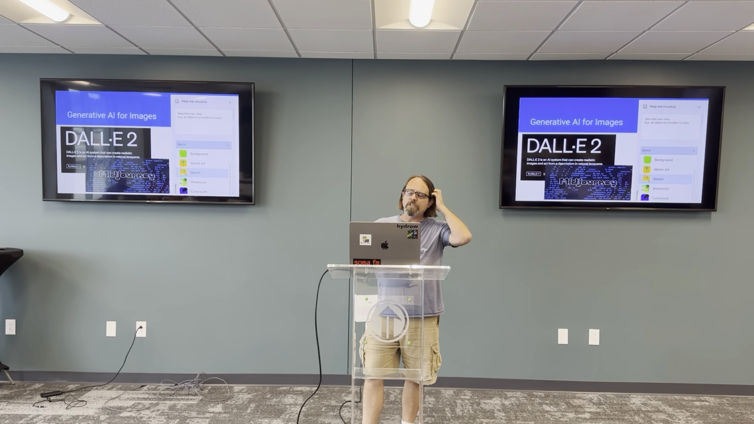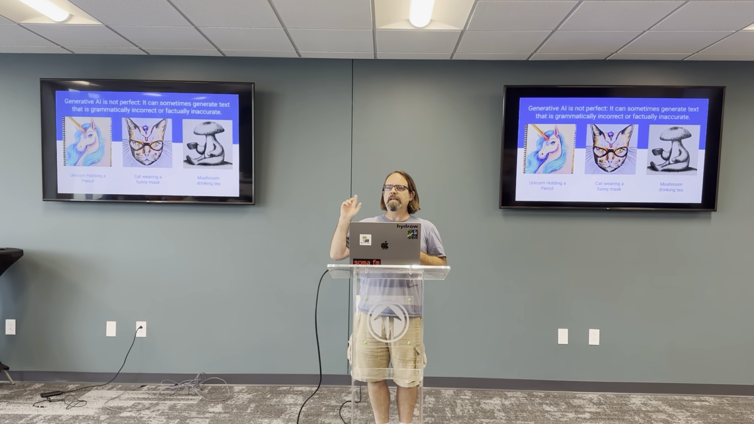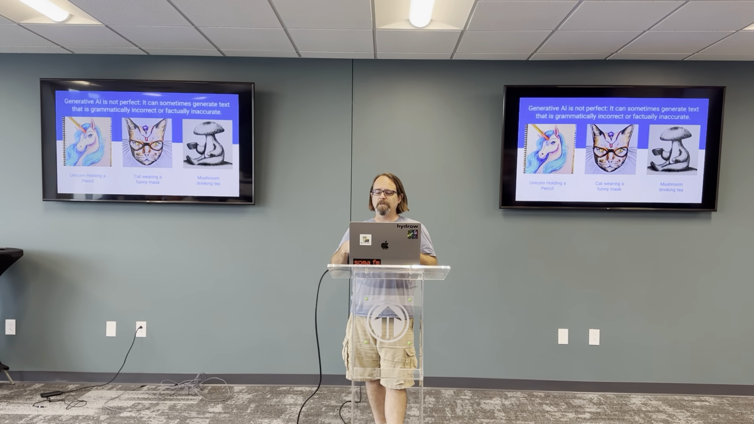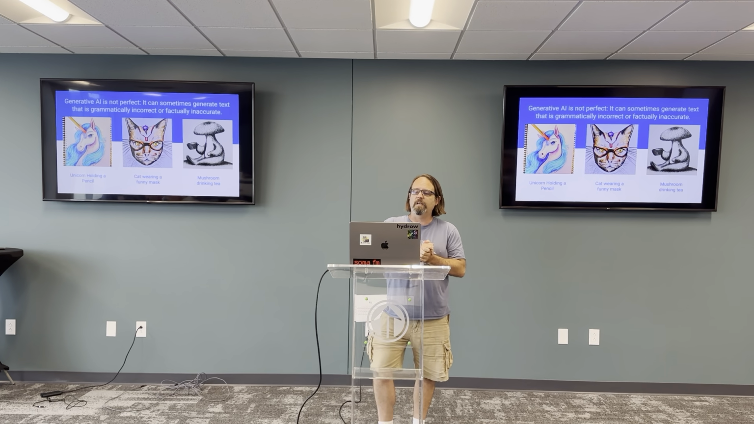Well, there are a bunch of generators you can use for images too. There's DALL-E, there's Midjourney. Some of those can do pretty good. They actually are paid versions right now. The one I actually used is the one on the right, which is Help Me Visualize. So I said unicorn holding a pencil, and kind of got that. Cat wearing a funny mask. It's supposed to be a mask, I'm not sure what it is. And mushroom drinking tea, which looks like a sloth turned into a mushroom or something. I mean, they kind of fit what it is.